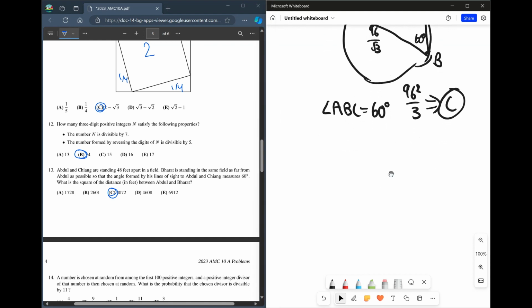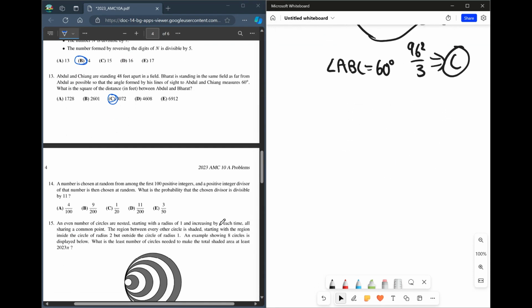And problem number 14. A number is chosen at random from among the first 100 positive integers, and a positive integer divisor of that number is chosen at random. What is the probability that the chosen divisor is divisible by 11? So 91 of the numbers from 1 to 100 are not divisible by 11. So that's 91 over 100 times 0. And then the other 9 out of the 100 are divisible by 11, and are of the form 11k, where k is not divisible by 11.